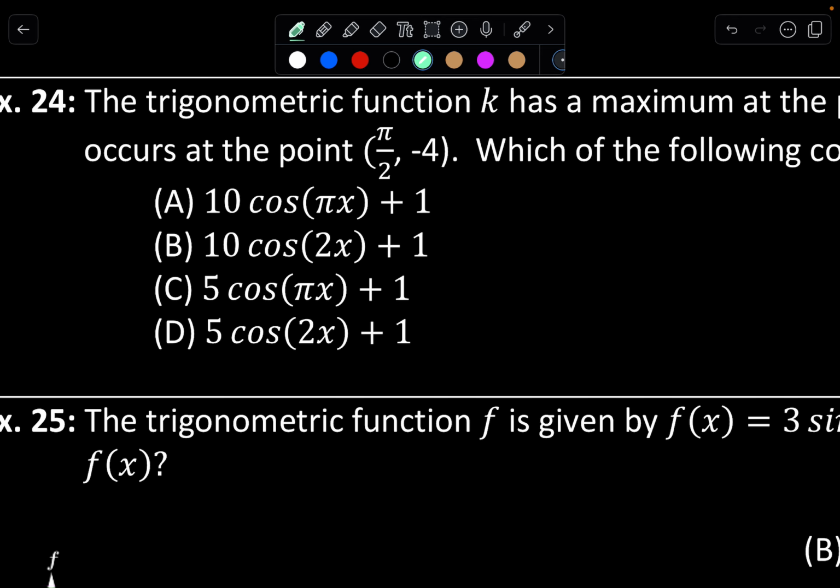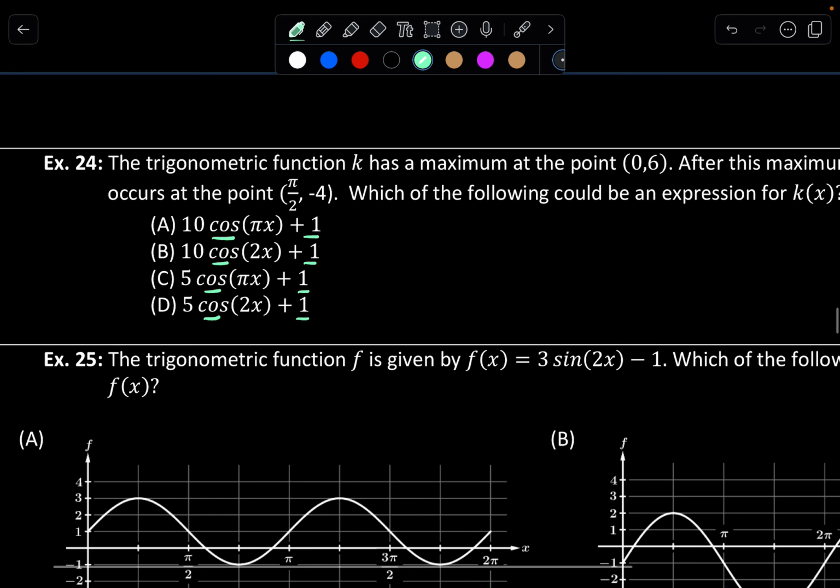So if we look at this, all of these are cosine, and then my midline, they're all 1. That means I have information. I know that this is going to be a sinusoidal curve written as cosine, and that the midline is going to be at 1. So use that to your advantage. We also know that there's a maximum at (0, 6) and that there's a minimum at (pi/2, -4). So my suggestion for these statements is to draw a quick sketch.